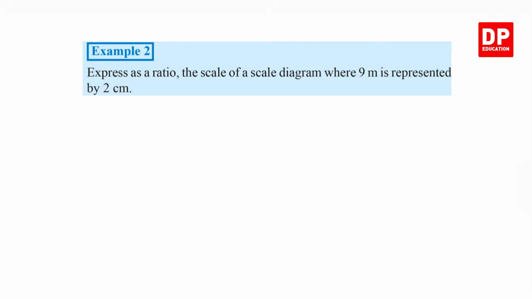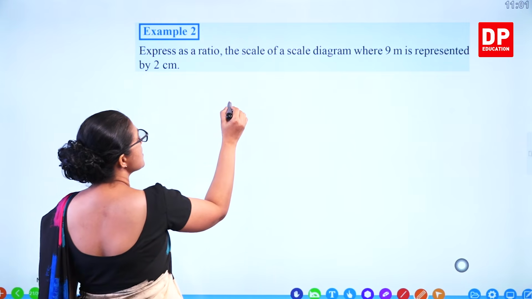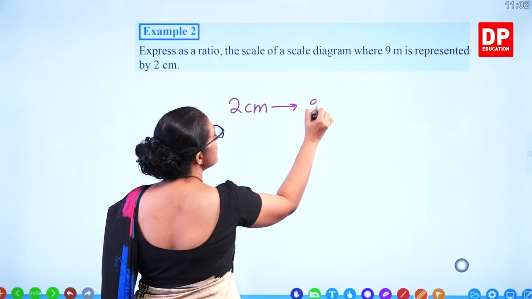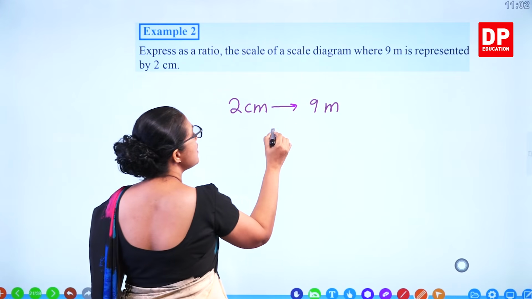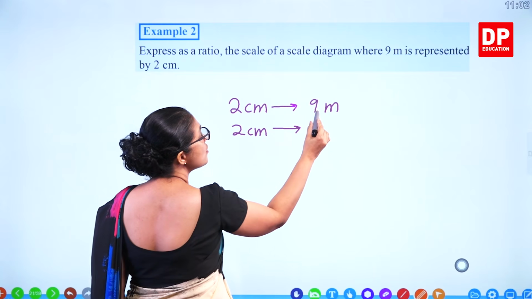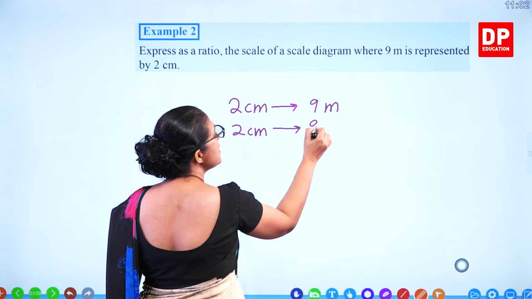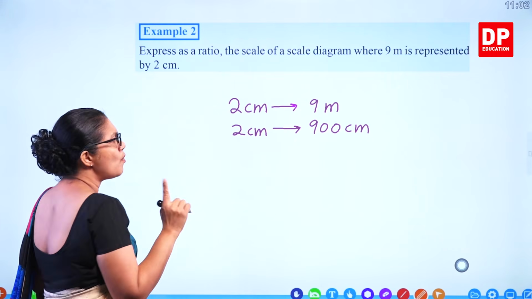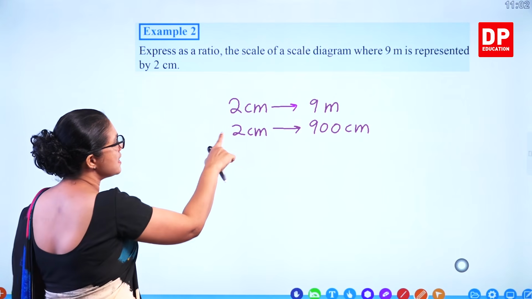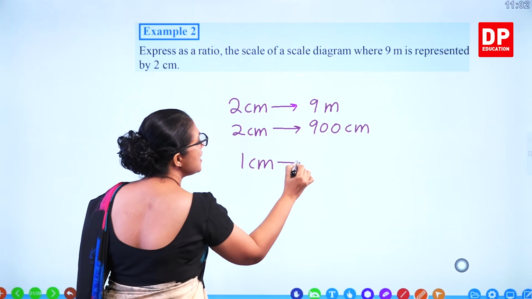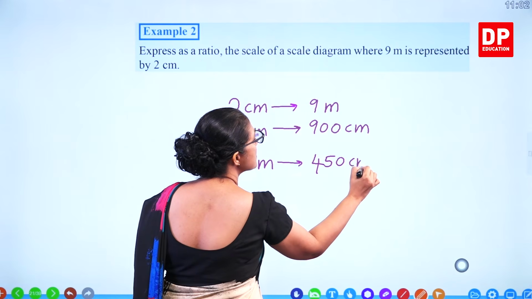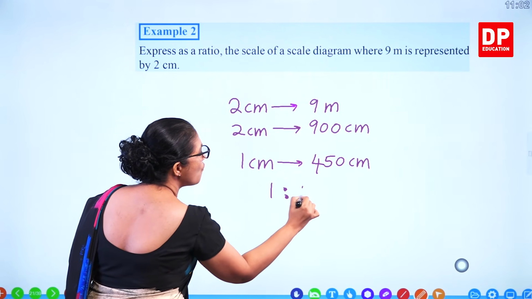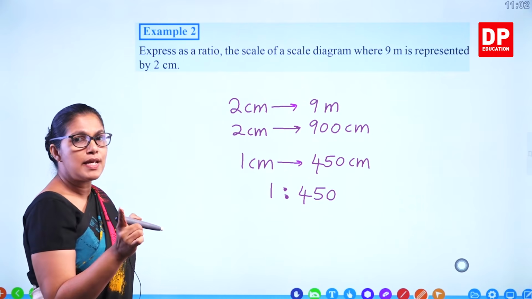Both are equal. Express as a ratio the scale of a scale diagram where 9 meters is represented by 2 centimeters. So 2 centimeters represent 9 meters. Now we can't write a ratio because the units are different. Convert to the same units. So this is equal to 9 into 100. 9 into 100 means 900 centimeters. Now both are in centimeters. Now we need 1 centimeter here. So divide by 2. 900 divided by 2, you get 450 centimeters. Then what's the ratio? 1 to 450. Don't write centimeters when you write the ratio.